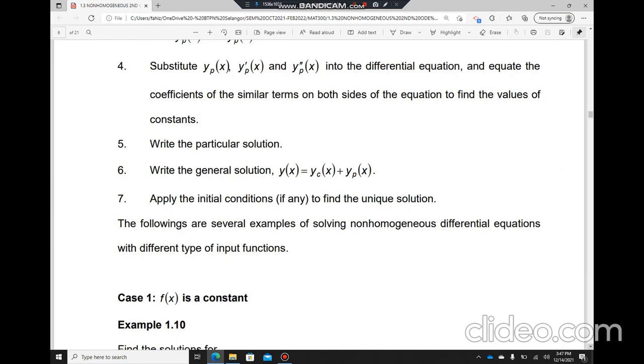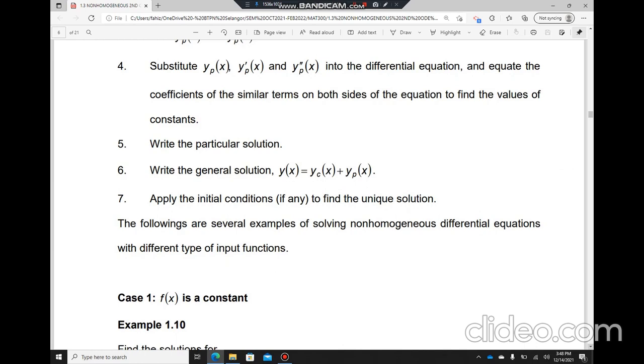Next, write the particular solution, which is yp, and then write the general solution y(x) equals yc plus yp. So if the question asks for the general solution, you need to write y(x), which is yc plus yp. Apply the initial conditions, if any, to find the unique solution. If initial conditions are given, for example at x equals 0, y equals 1, that is what initial conditions mean, and then we can substitute the initial condition values.